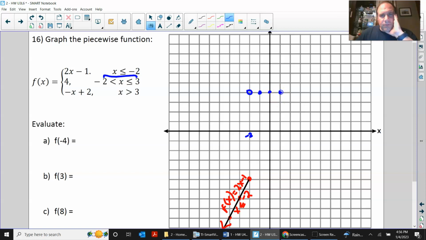Then I'm going to go all the way to where x is 3, and I'm going to put a closed circle because it's or equal to. So this is -2, this is 3. This is the line y equals 4 in between the -2 and the 3. And that's my line. So this is f of x equals 4, with the domain x is greater than -2, x is less than or equal to 3.